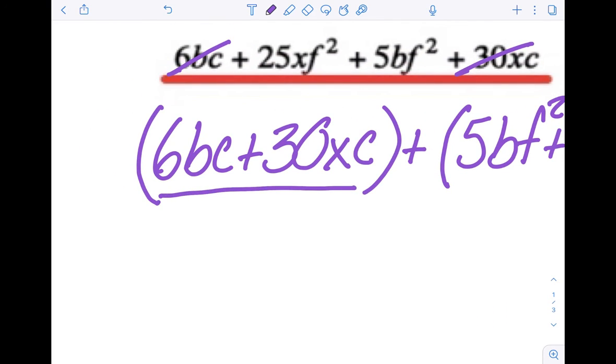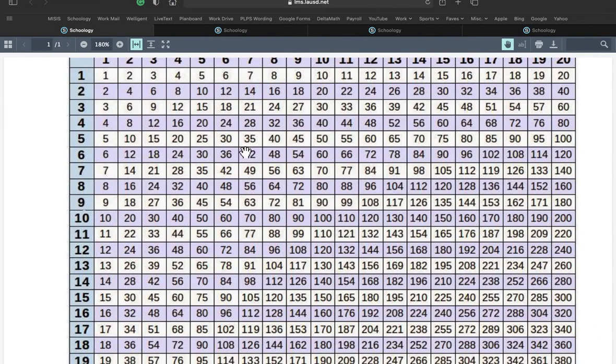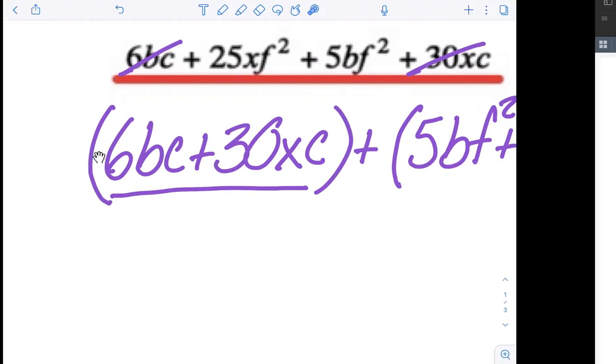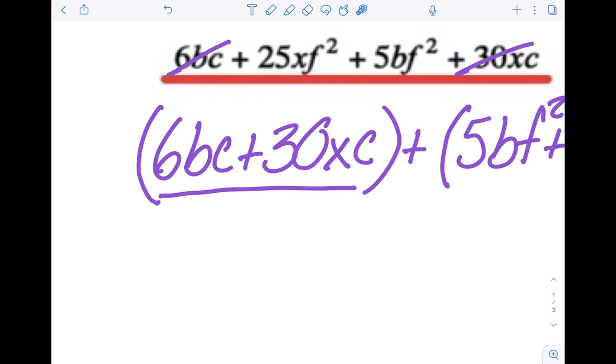So, like I said, I know that 6 and 30, it's going to be 6. So let's look for 30 is here, but there's no 6 here on this row. There's a 6 on this row, and there's a 30, so it's 6. So I divide both of these by 6. And what else do they both have? They both have C. Just like that.